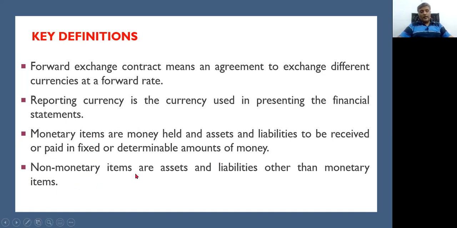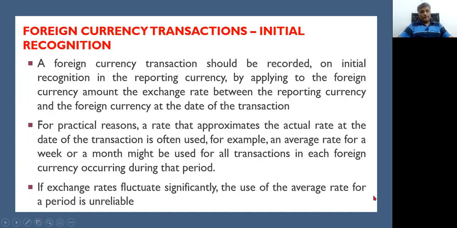Then what are non-monetary items? Anything which is other than monetary is non-monetary. For example, fixed assets, land and building, plant and machinery, all these are non-monetary items. Okay. Now comes the important part.